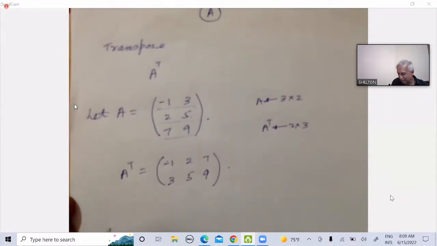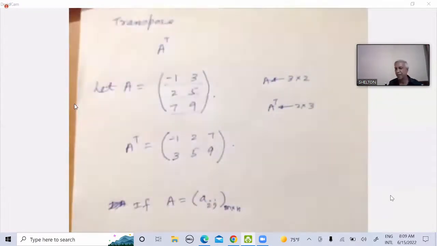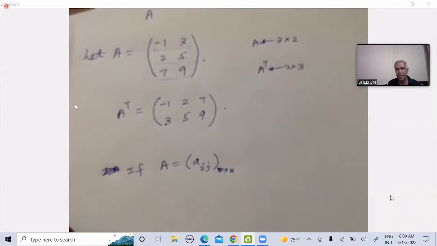Suppose in general, this is how we define it. If A is Aij, m by n, what is the meaning of this? It is the whole big arrangement: A11, A12, A1n, then A21, A22, A2n, down to the last row AM1, AM2, and the last entry AMN. That huge rectangular arrangement is denoted by this.